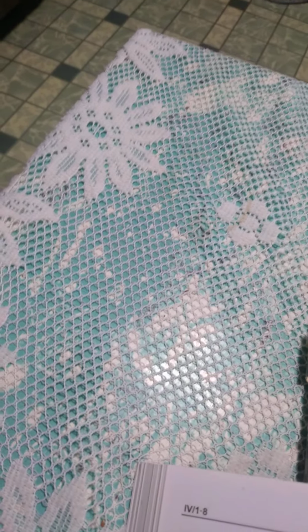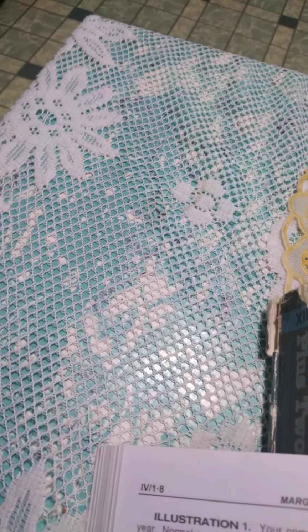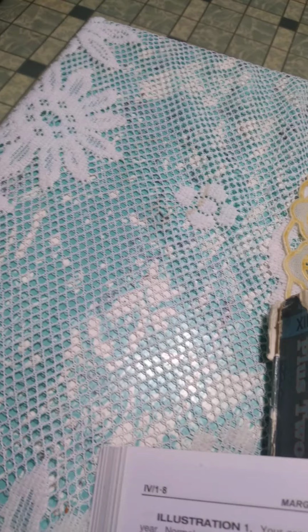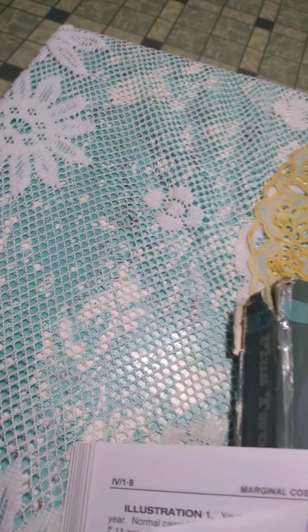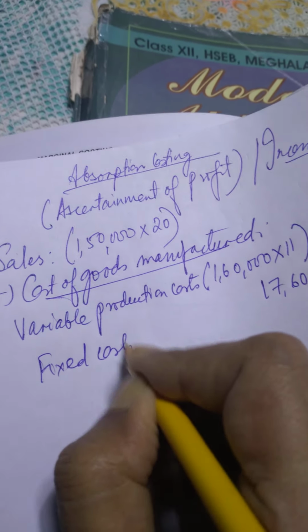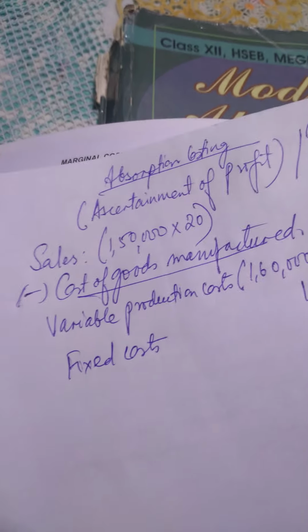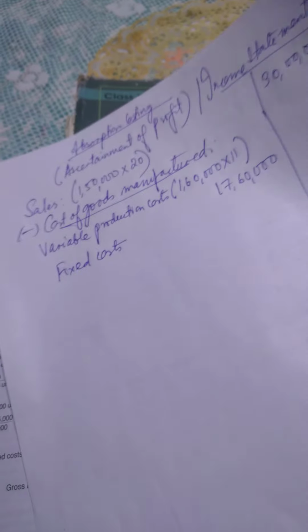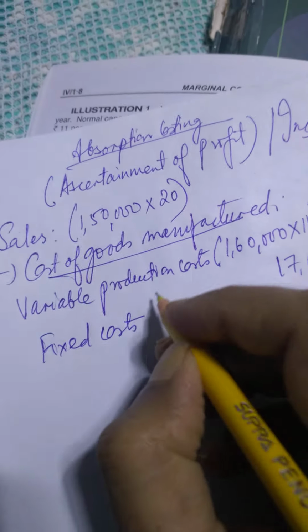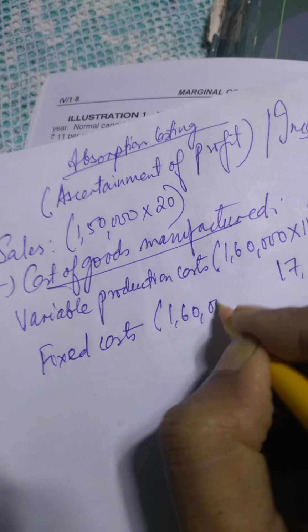Okay. Next, what will you take? You will take fixed costs, because absorption costing records both fixed and variable costs, isn't it? So what will be your fixed costs? Fixed costs will be 1,60,000 units produced multiplied by 2. How we got 2, I will show you.